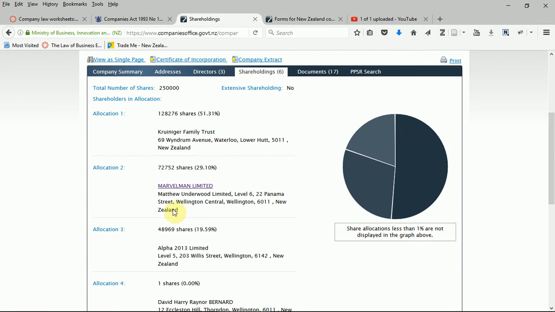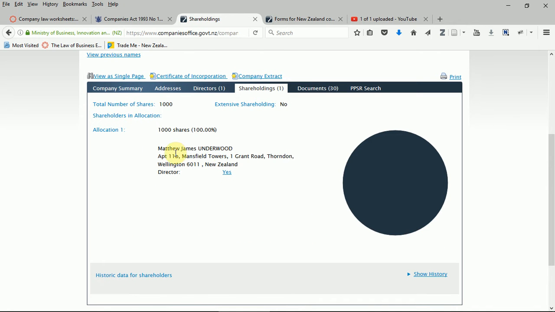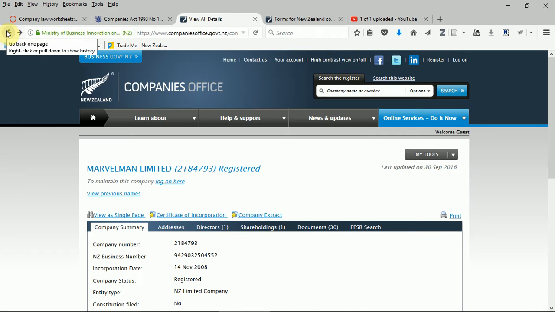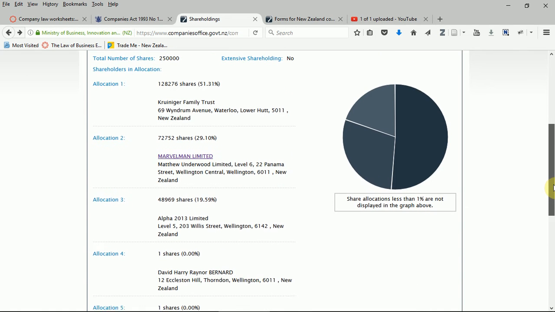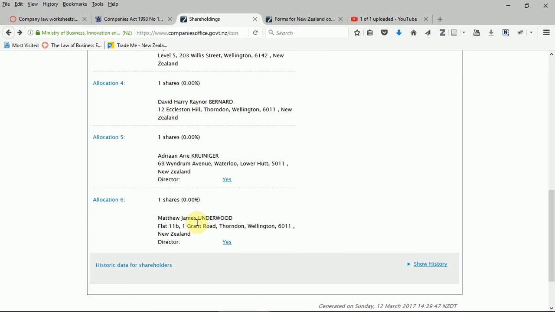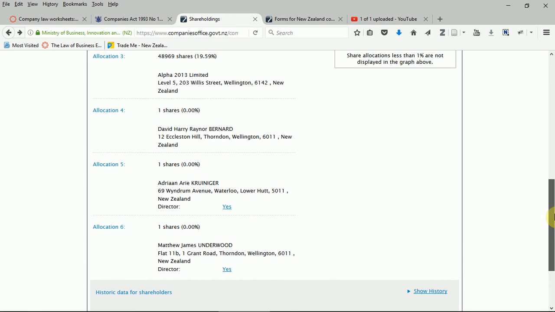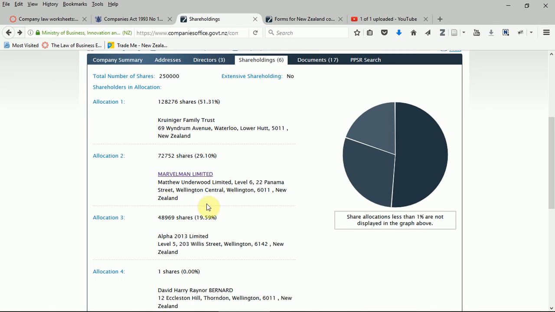You can keep tracing through this, and you could go to Marvel Man Limited and see who owns it and look at its shareholders, and we'll see it's someone called Matthew Underwood. Now if we go back again to where we were, Marvel Man owns 29.1% of the company we looked at called Capital Kegs alongside the target company which we're looking at, Alpha, and down here we see Matthew Underwood owns 0.004%, whatever the actual percentage is. The office doesn't show under 1%. So he owns some shares by himself personally, and he owns a company called Marvel Man, which has another 29% shareholding. We can discuss in class why people might have these structures.